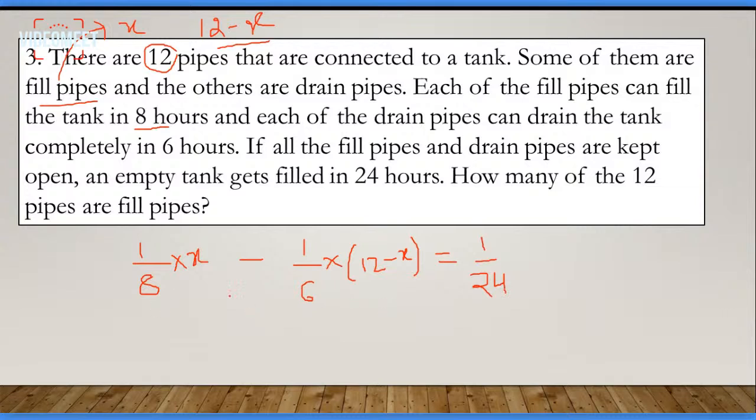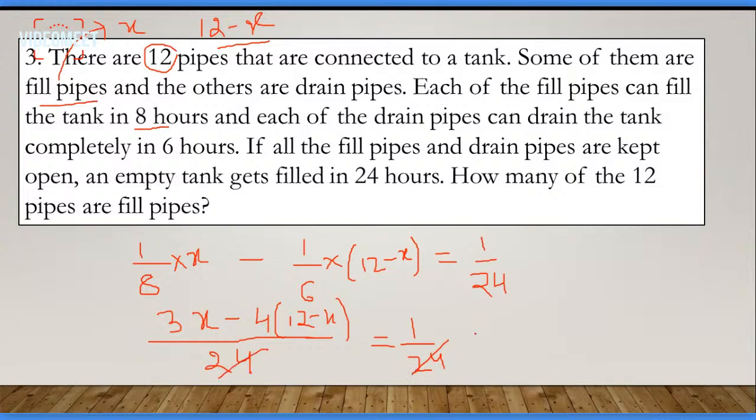By solving this equation, the LCM of 8 and 6 is 24. We get 3x minus 4 times (12 minus x), equal to 1 by 24 on the other side, so the 24 cancels. By solving this equation, x is equal to 7. That means the number of fill pipes is 7, and the remaining are drain pipes: 12 minus 7 is equal to 5. That means drain pipes are 5.